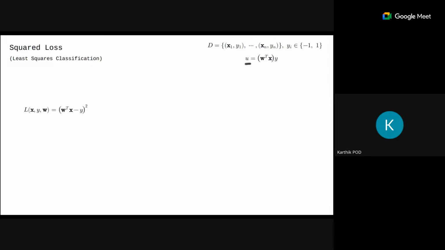But still we'll go ahead and express this in terms of u. You expand this, you get W transpose X square plus y square minus 2 times this. So this can be replaced with u. And what else can you do? You can just add a y square here. So what allows us to add a y square here?